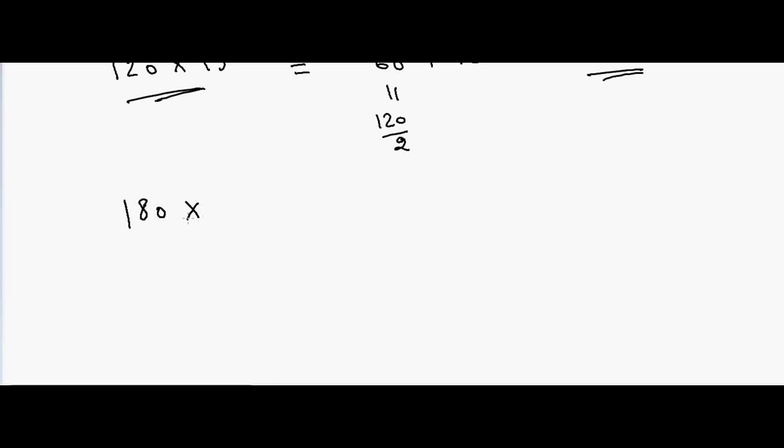Again, if I have 180 to multiply by 15, that will be equal to half of 180, which is 90, plus 180. So 18 and 9, that's equal to 27. I put 2 zeros in the end. So that's our answer. I hope this trick helped, and I'll see you in the next trick.